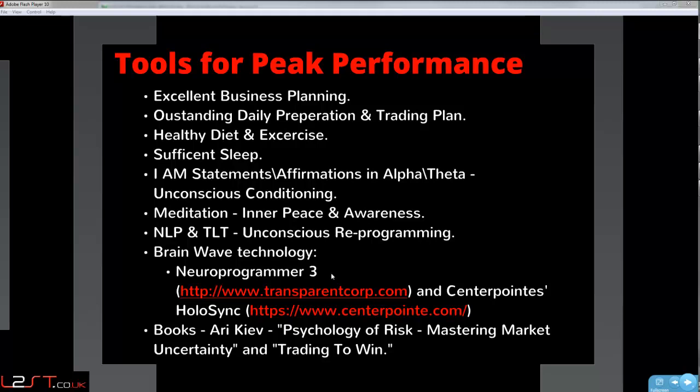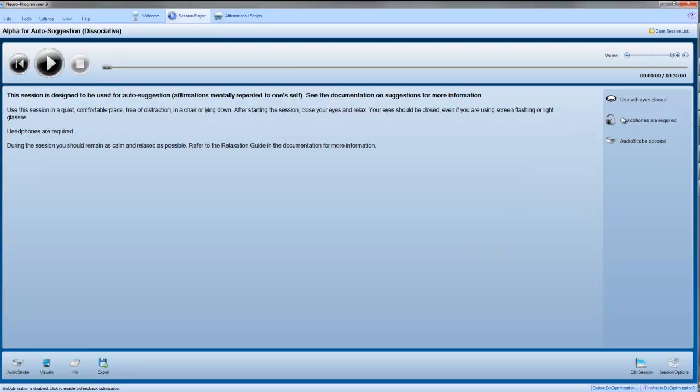Brainwave technology, I've just shown you Neuroprogrammer 3 from transparentcorp.com. There's lots of different programs in there actually, and you can take your pick which ones you want to use. Now, again, I don't want to make this overcomplicated. There's lots of stuff you can go out there and find. Now, I've been on a huge journey to find stuff that works for me, and I'm just sharing with you what works for me.